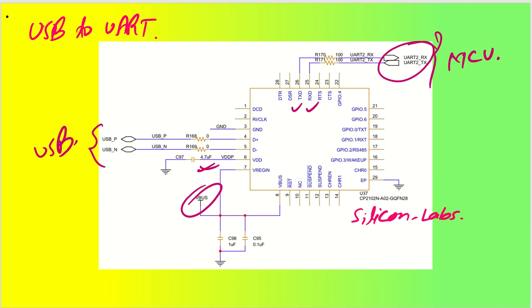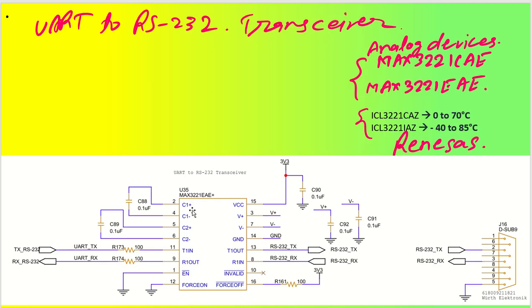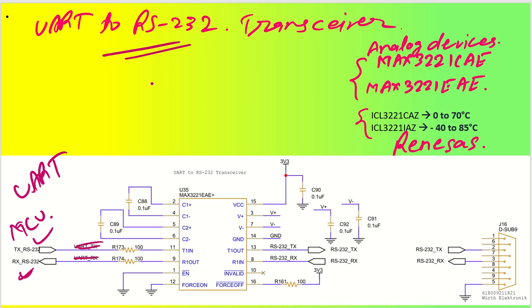Another very useful application is RS485 and RS232 communications. What I have done here is UART to RS232 communication. The MCU signal is coming as UART signal, and this UART signal is coming to TX RS232 and RX RS232. By mistake here it is renamed like this. You have to rename according to this one, so that you understand.